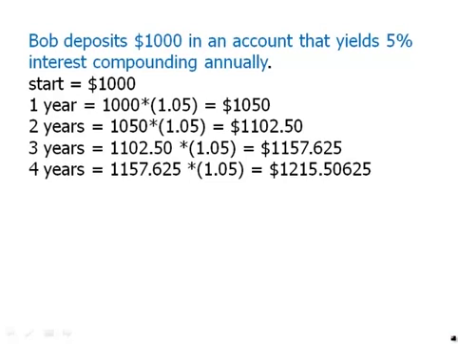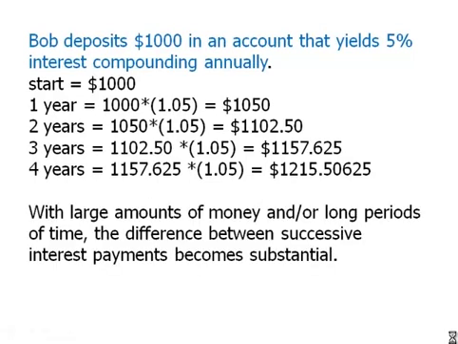Now, you might say, well, $15, what's the big deal about that? Well, think about it this way. Here we've only talked about 4 years. 4 years is a relatively short time in terms of investing, and we've only talked about a principal of $1,000. $1,000 is peanuts in terms of large-scale investing, and so you really have to think about this on a more grand scale. With large amounts of money and/or long periods of time, the difference between successive interest payments becomes substantial, and also the difference between the total amount gained with compound interest versus the total amount gained with simple interest becomes substantial.